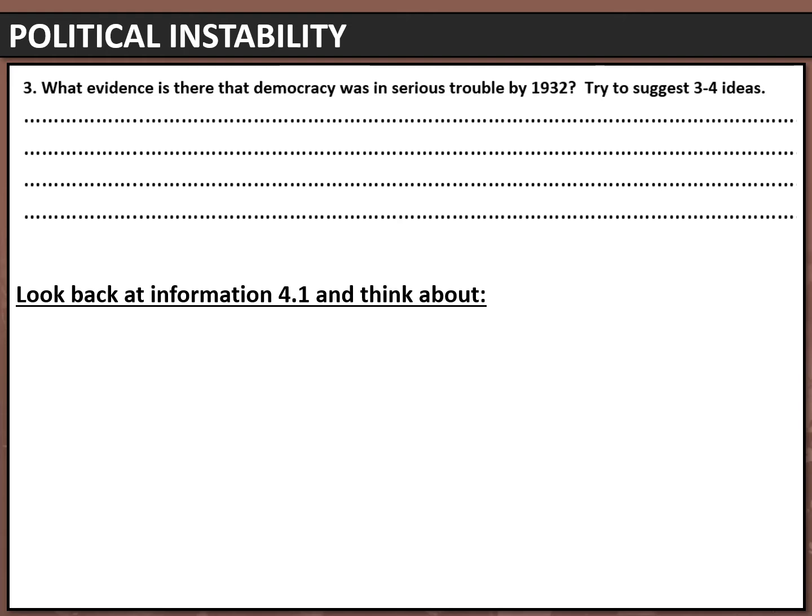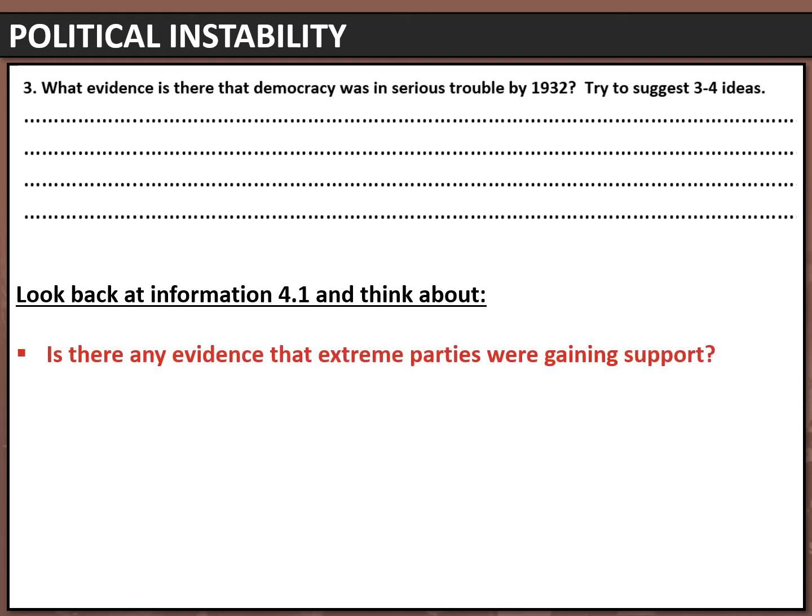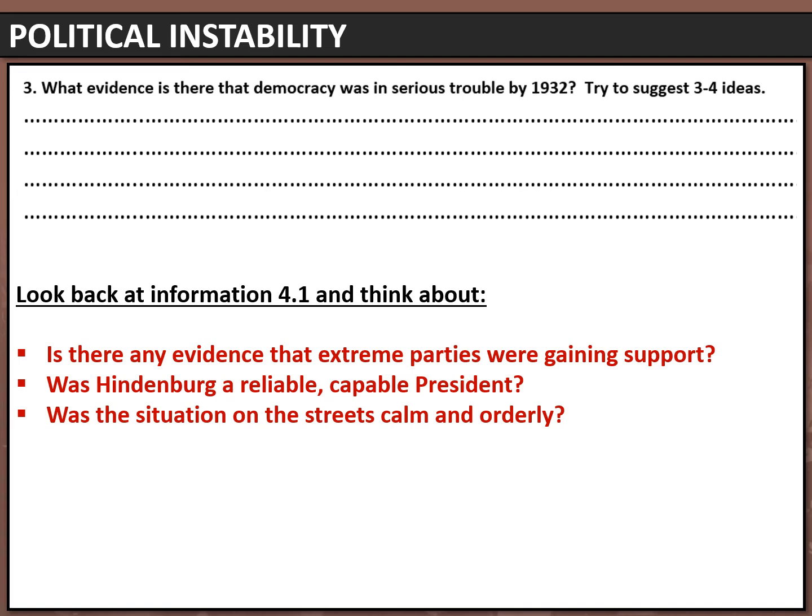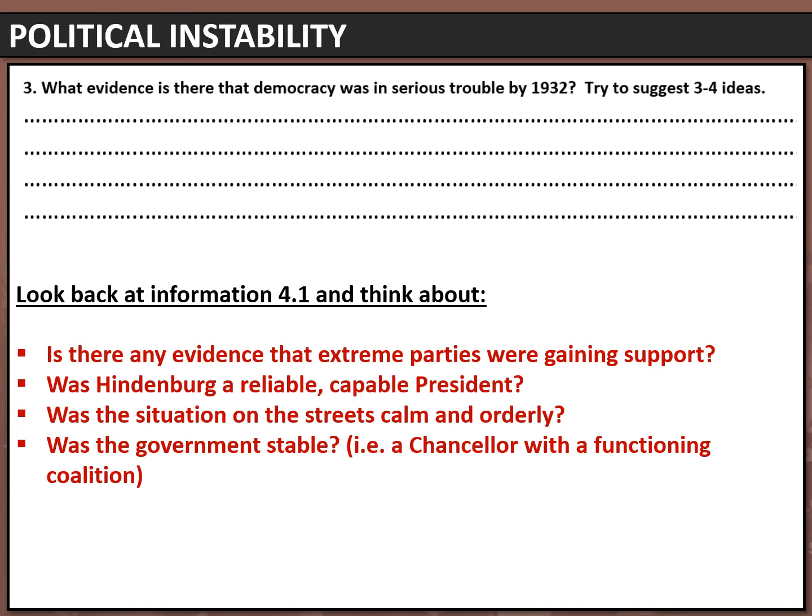Look back at information box 4.1 and think about the following. Is there any evidence here that extreme parties were gaining support? Look at those election results again. Was Hindenburg a reliable, stable president? Was the situation on the streets calm and orderly? Was the government stable? In other words, was there a chancellor with a functioning coalition to support him?